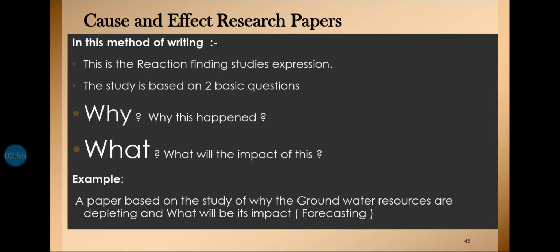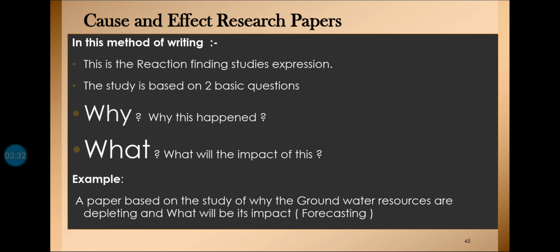Now why is this statement made? It is made because there is huge water consumption, and because of it the available resources for domestic as well as industrial purposes are very limited. This is creating acute pressure on the resource water. So now if a research paper is based on the study of why the groundwater resources are depleting, why the groundwater level is decreasing day by day, and what will be its impact.